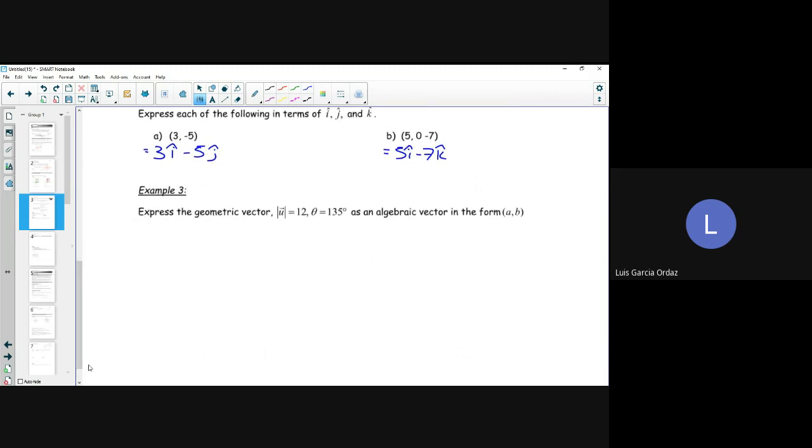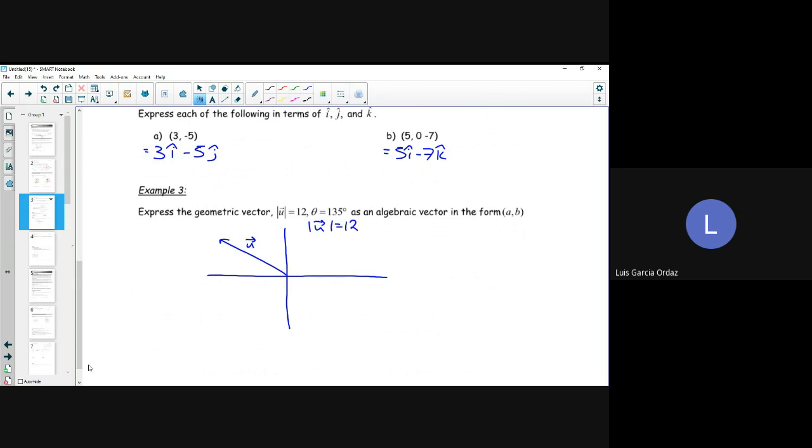So now we have a trick question. Express the geometric vector u, where the magnitude of u is 12 and theta is 135 degrees, as an algebraic vector in the form (a, b). I'm going to draw my axis. This is going to be two-dimensional. This is going to be my resultant right here. This is going to be my vector u, which I know has a magnitude of 12.